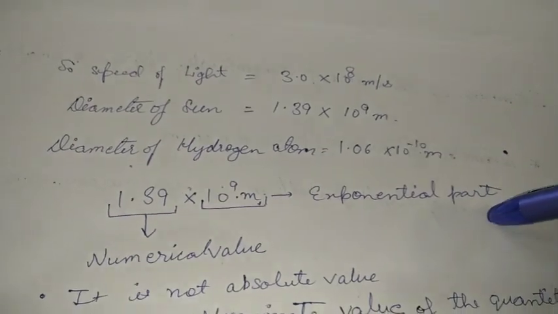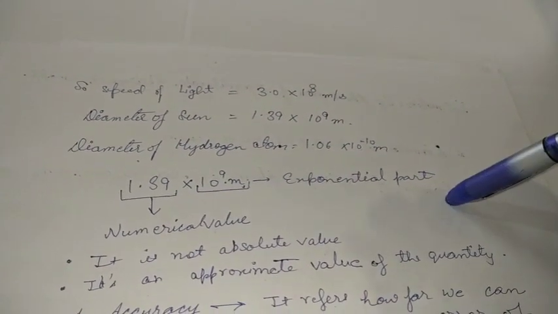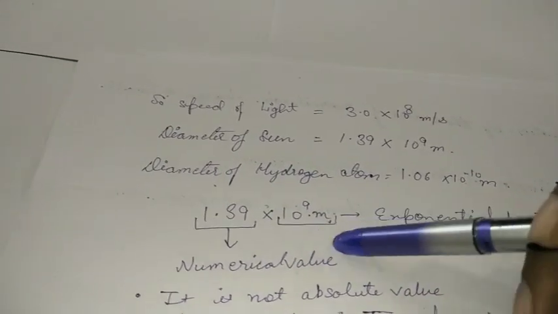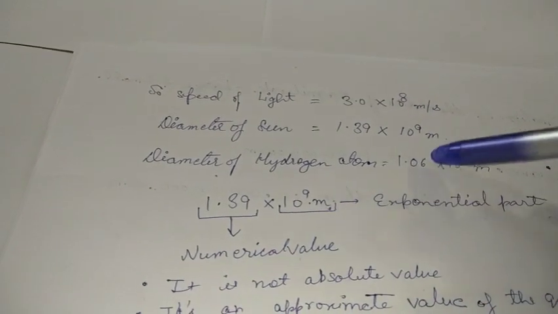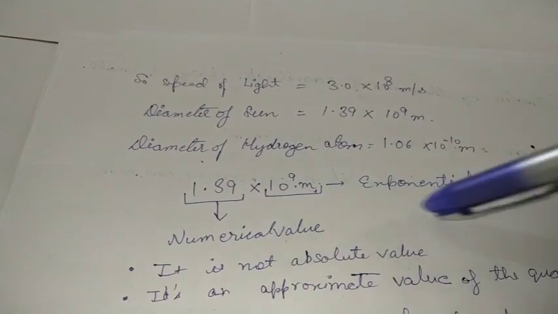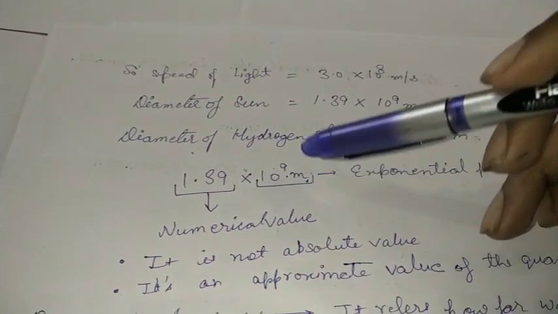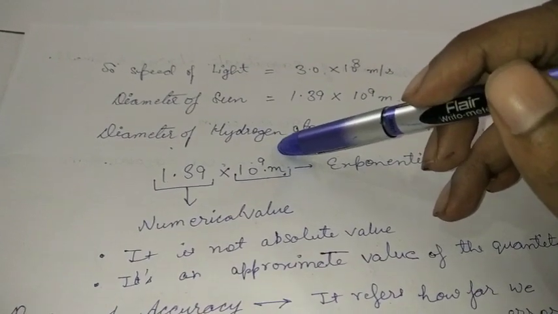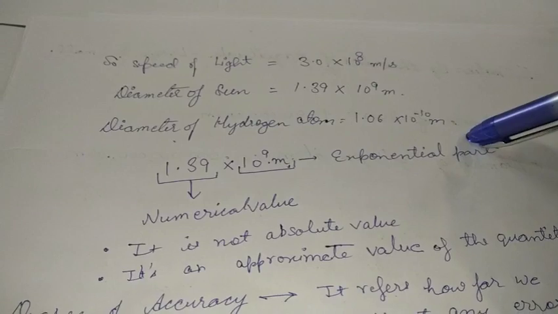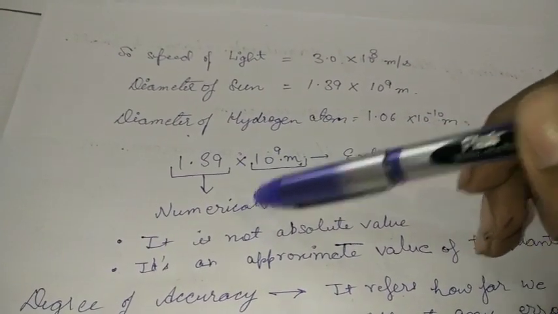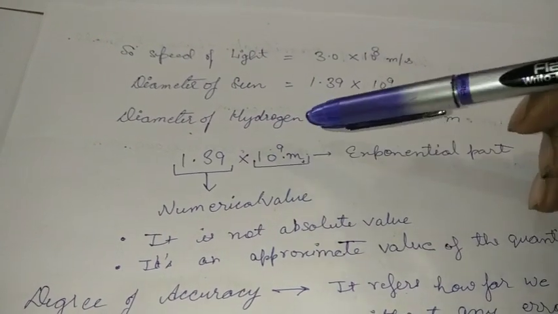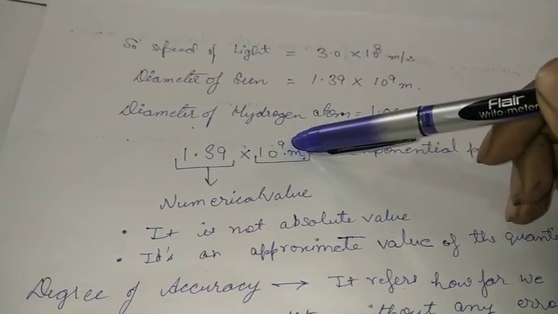So that is what we need to represent in a particular form, that is the proper order of magnitude. Now always remember, these will have two parts. Whenever we are representing such a value, it will have two parts. One will be the numerical value, and the other will be an exponential part. That exponential part will have a base 10, and the power could be positive or negative.